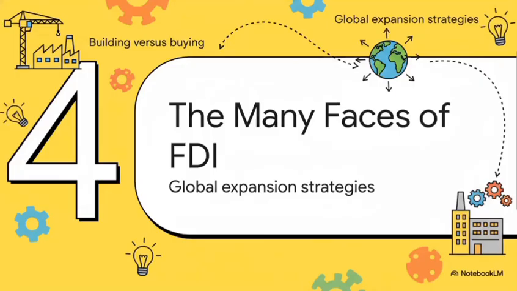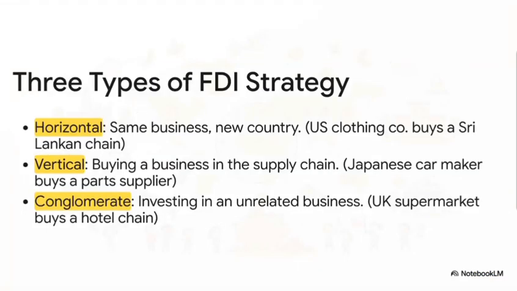Okay, so we've covered the how of FDI. Building versus buying. Now let's take a look at the why. Because based on a company's actual business strategy, we can break FDI down even further. There are basically 3 main types here. First is horizontal FDI. This is when a company does the exact same thing it does at home, just in a new country. So like a US clothing company buying a clothing chain in Sri Lanka.